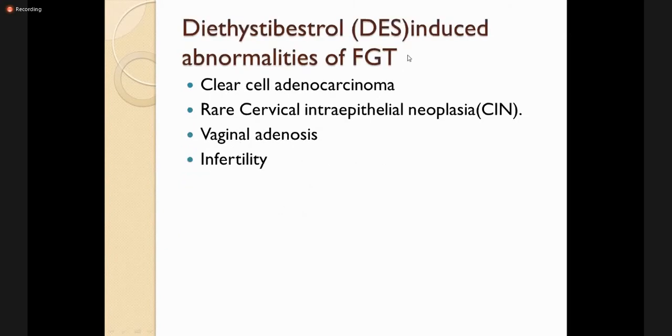Now, coming to the next topic, there was a drug given in the early phase of the 20th century called diethylstilbestrol, DES for short. It was given to pregnant females to avoid miscarriage. But after some time, when they followed up the patients, they discovered that these patients and their fetuses had increased incidences of clear cell adenocarcinoma, and CIN, the complete form of which is cervical intraepithelial neoplasia. This is also a pre-malignant condition. Also vaginal adenosis and infertility. So this drug was abandoned, and still it is reported in the literature that it was associated with these different incidences of cancer.